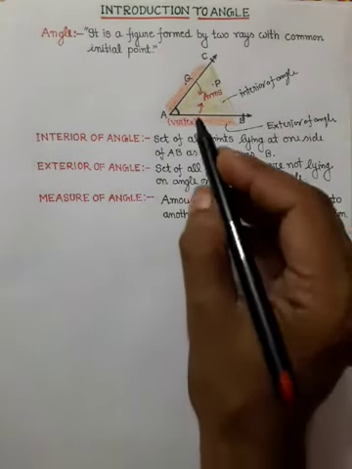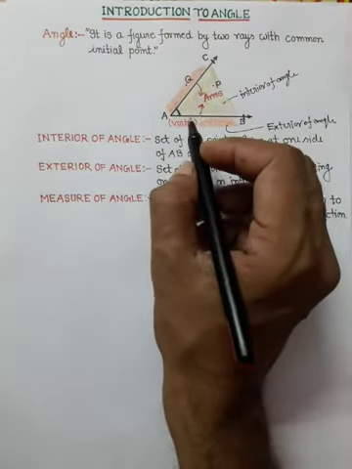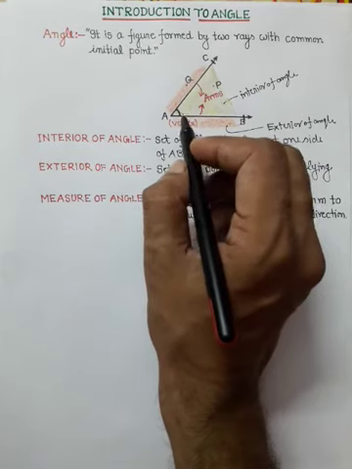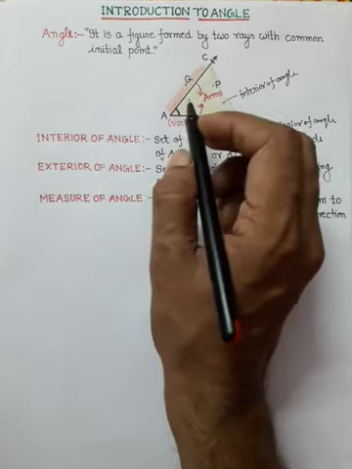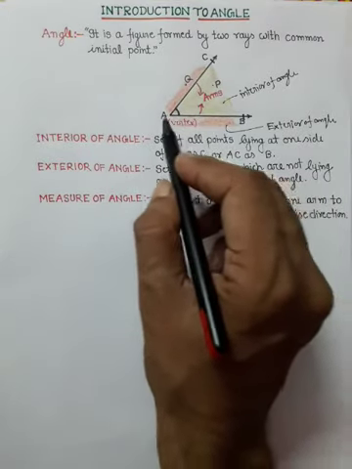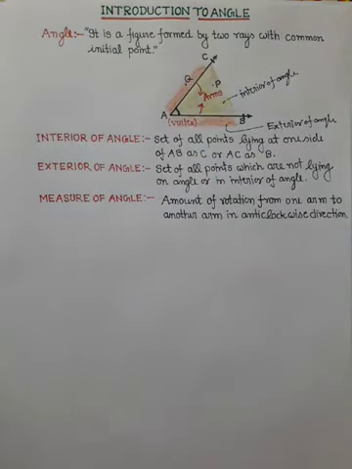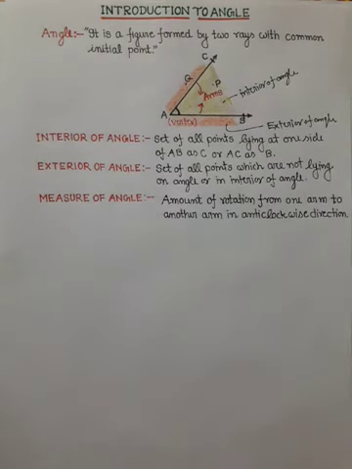Means when we measure this angle, we can say that the rotation will be considered in anti-clockwise direction. If we want to measure the amount of this angle, we consider the rotation from AB to AC arm. In this way we can measure the angle. Now the angle is always measured in degree. We can say that the unit of angle is degree.